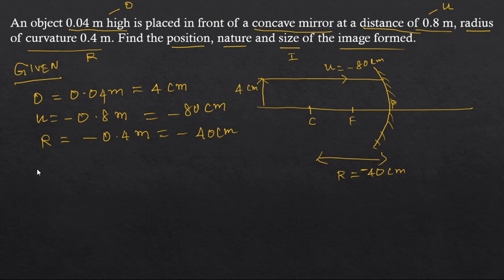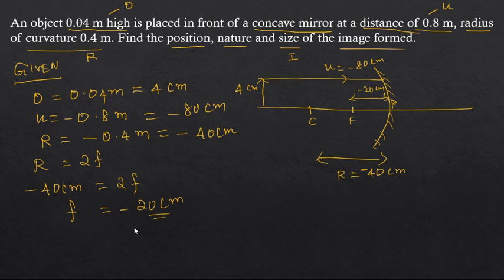Now we know R is equal to 2F. R is given as minus 40 centimeter. Therefore, 2F is equal to minus 40, means F is equal to minus 20 centimeter. So this we have found out. So this distance is minus 20 centimeter. Got it? Right. Now what is asked? Image. We have got F, we have got U, and we can apply the mirror formula. So what is the mirror formula?